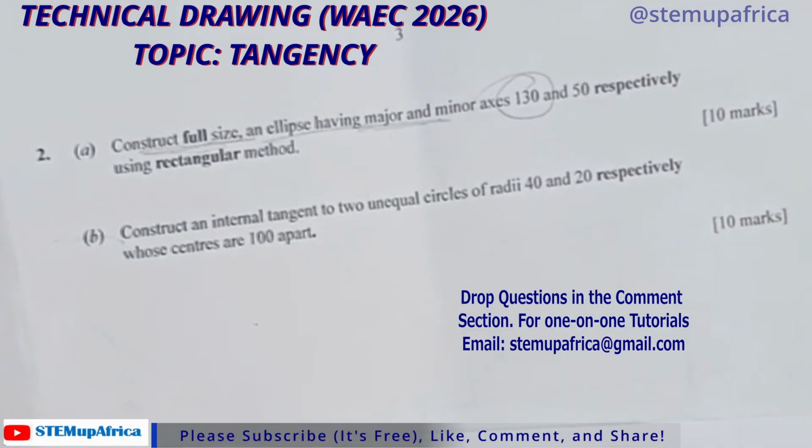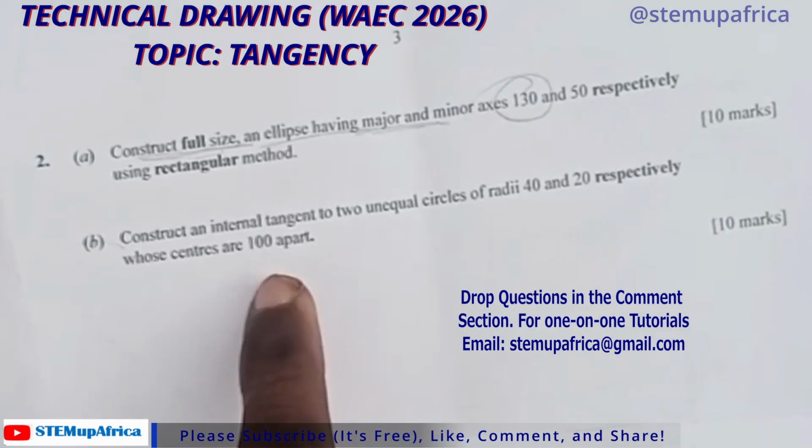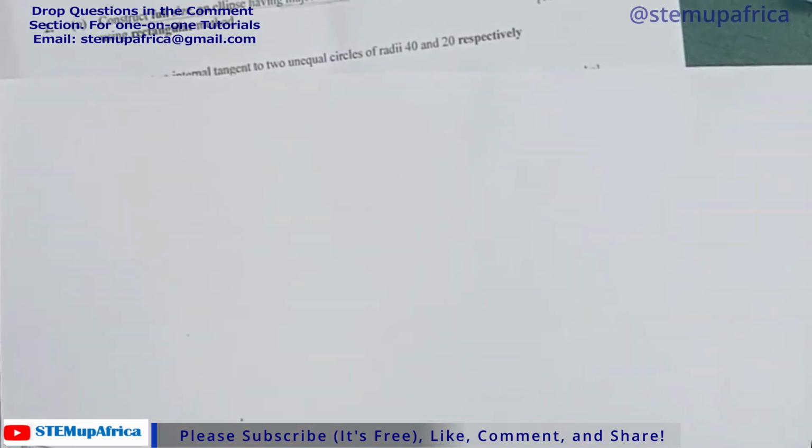This is WAEC 2026. Today we are looking at question 2b. Construct an internal tangent to two unequal circles of radii 40 and 20 millimeters respectively, whose centers are 100 millimeters apart. So let's first of all locate the centers of the two circles.